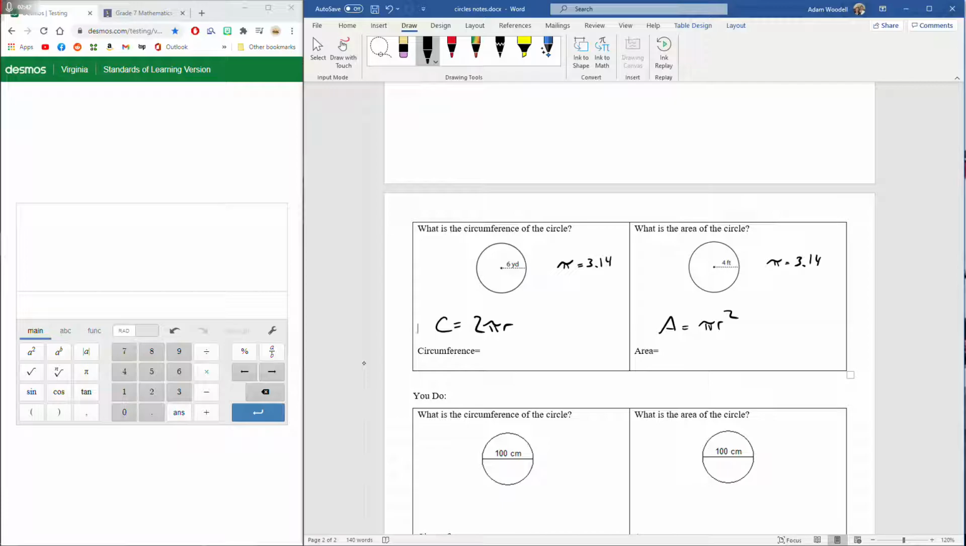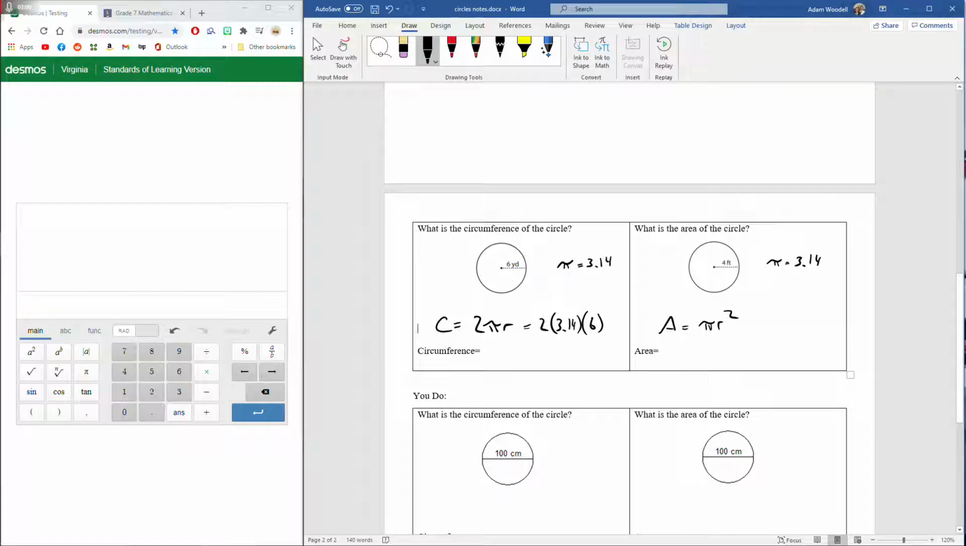Next, I need to find, it looks like in this case, the radius, which it gives me already, which is awesome. So we can use those substituting strategies that we learned in class before. If I know that pi is 3.14 and the radius is equal to 6, well, let me just write out 2 times pi, which is 3.14, times 6.